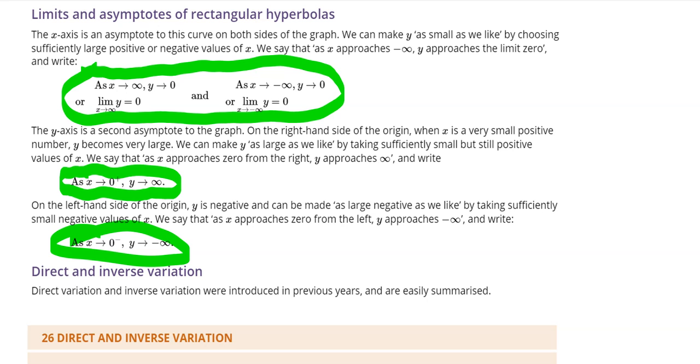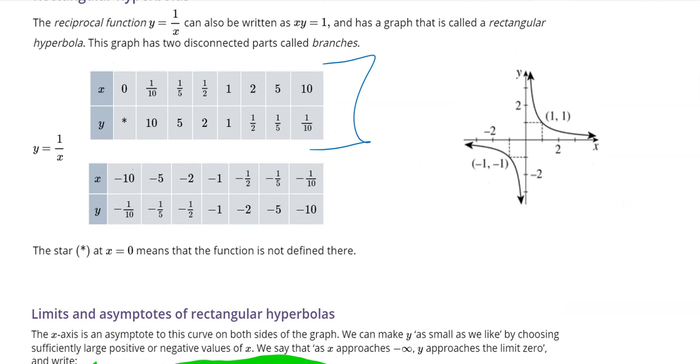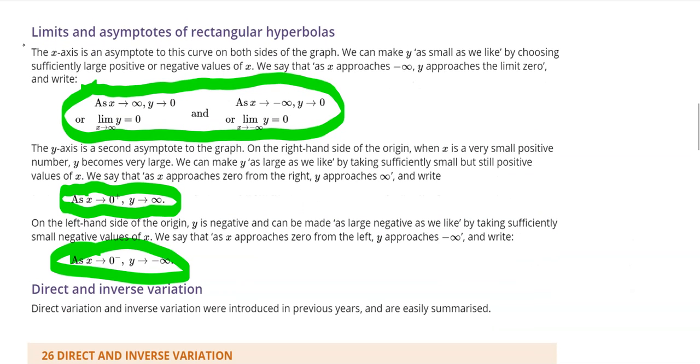On the right side of the origin, when x is very small but positive, as we get very close to here, as x essentially approaches 0, what happens to y? As x approaches 0 from the positive side, y tends to infinity. And as x approaches 0 from the negative side, y approaches negative infinity. Correct. That's those two things in a nutshell.